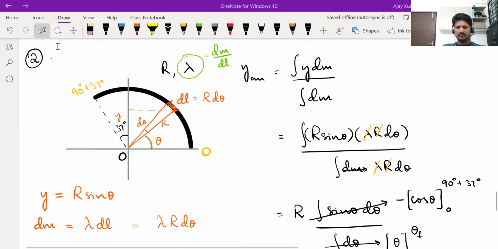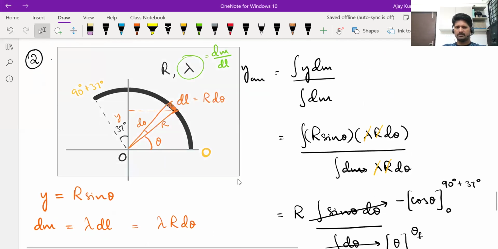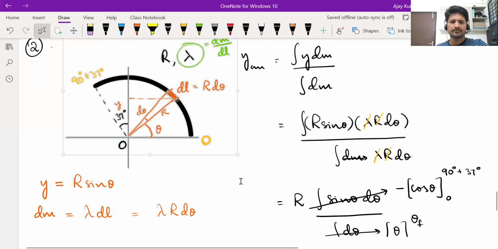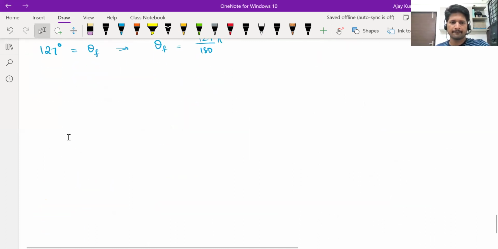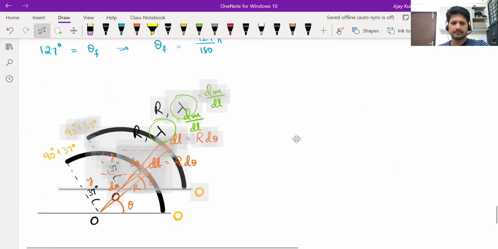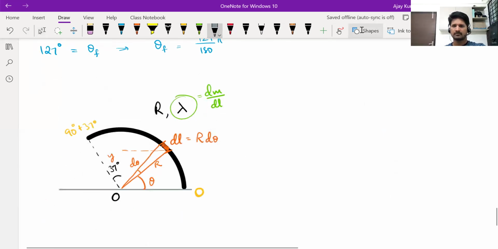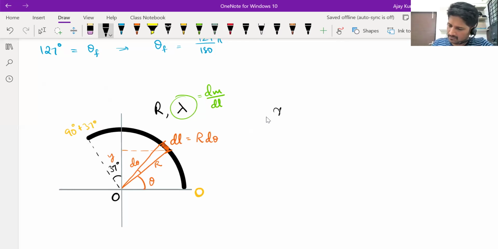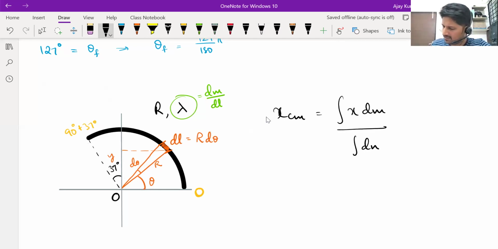All that is fine. Let's also think of what to do about the x coordinate of center of mass. Okay. First of all, Rishi, tell me the formula for x coordinate of center of mass in a continuous mass distribution. Integral of x dm by integral of dm. Okay. So instead of y, this time you have to integrate x dm divided by integral dm.